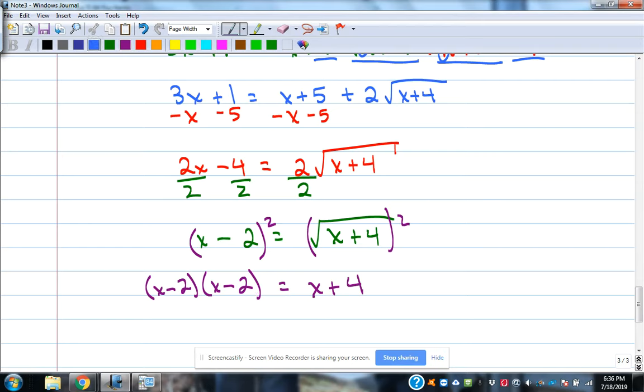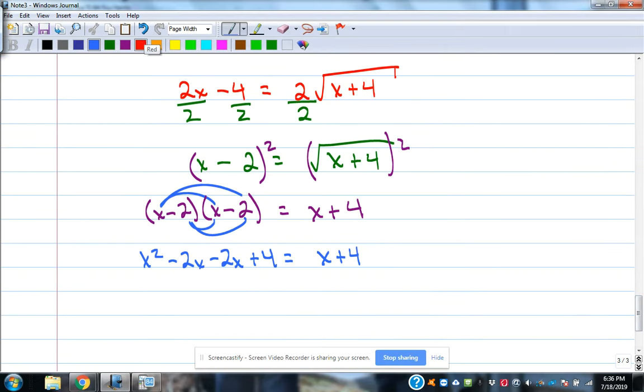And so we gotta do that math. We gotta distribute the x. X squared minus 2x. Another minus 2x. And then a plus 4. And then I'm going to simplify that. That's x squared minus 4x plus 4 is equal to x plus 4. And because it has an x squared in it, what do I need to do? Get it equal to 0. That's right. Get it equal to 0.